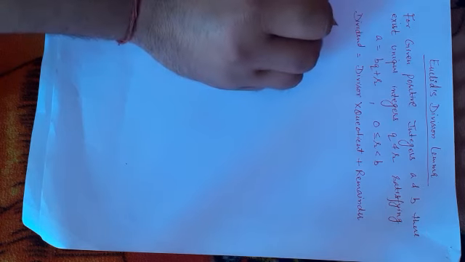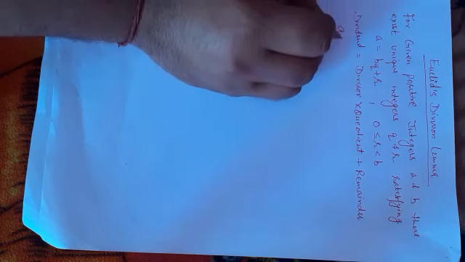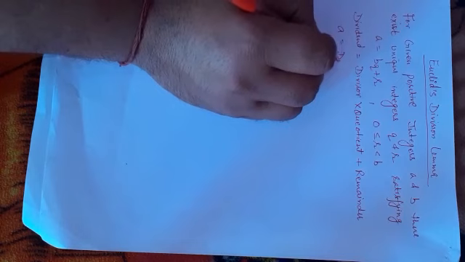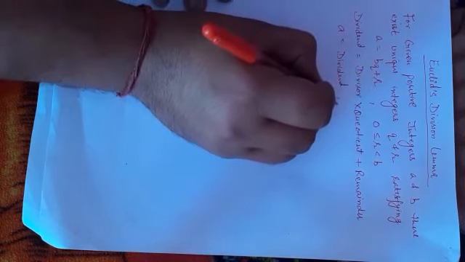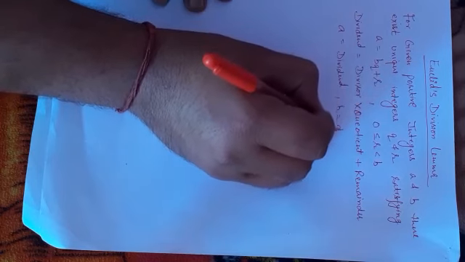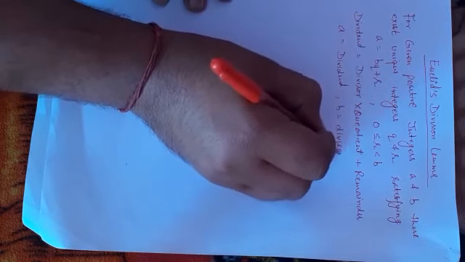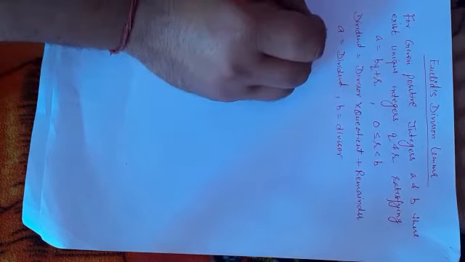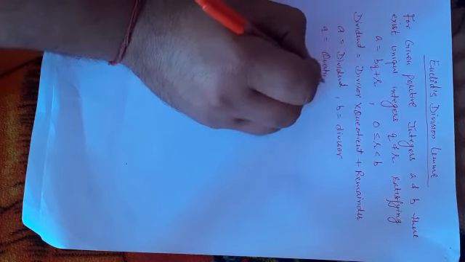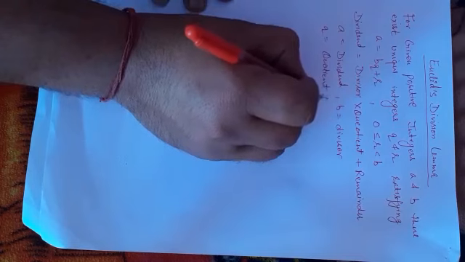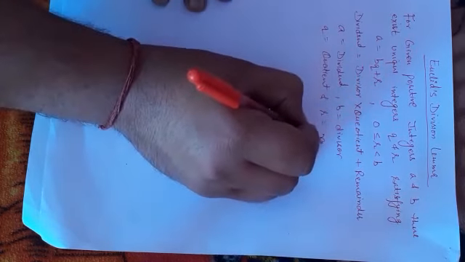You can also write it like this, and here a is your dividend, and b is your divisor, q is your quotient, and r is your remainder.